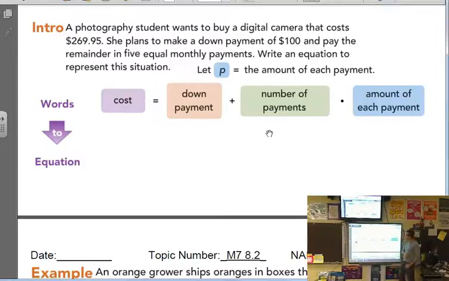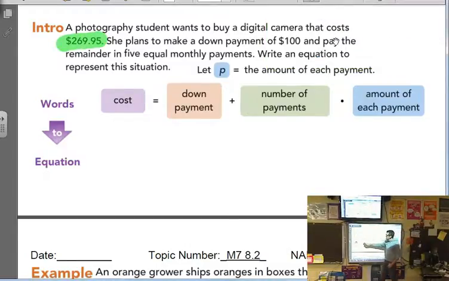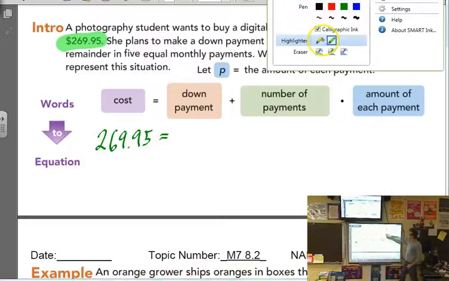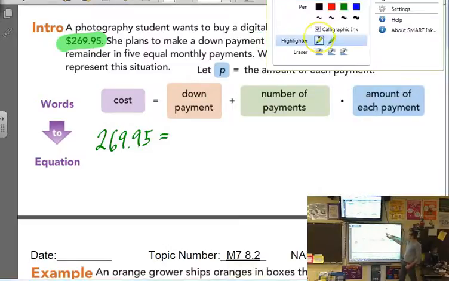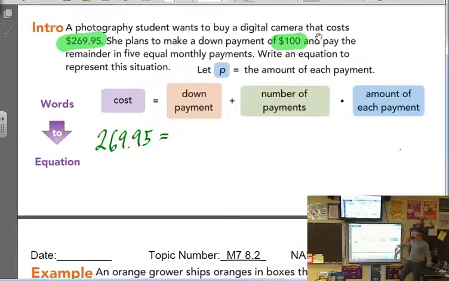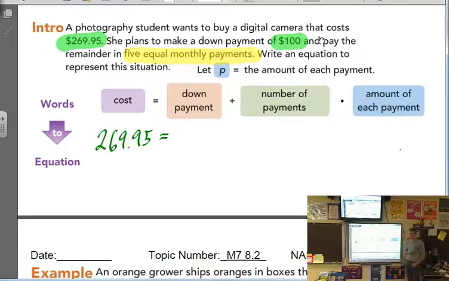So a photography student wants to buy a digital camera that costs $269.95. We have a nice setup down here, so go ahead and fill in your $269.95. We know that that is the cost. If you want to make a down payment of $100, then that is what you have right now to put down, but you don't have enough to buy the whole thing. This would be called layaway, which we'll probably talk more about later. So she's going to split the rest of it into 5 equal monthly payments. Go ahead and try to fill in the rest of your equation here and see if you can figure out how we solve for what each of her monthly payments is going to be.